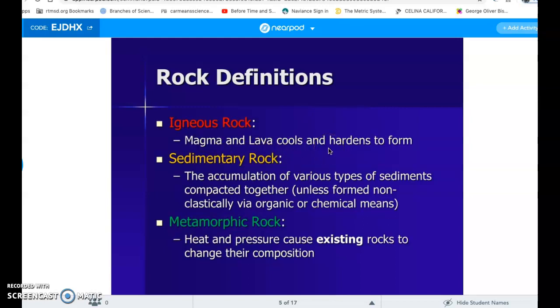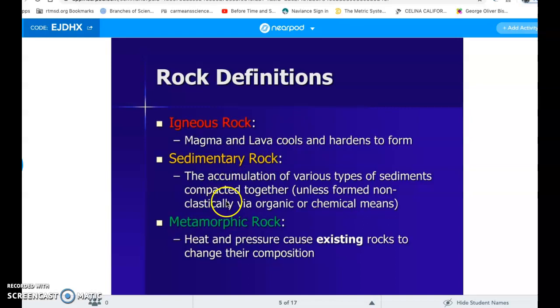So when you see a volcano that's erupting and all of that lava is flowing out of it down the sides of the volcano, that would be lava because it's on the outside of the earth. And when it cools and hardens, both of those form an igneous rock.